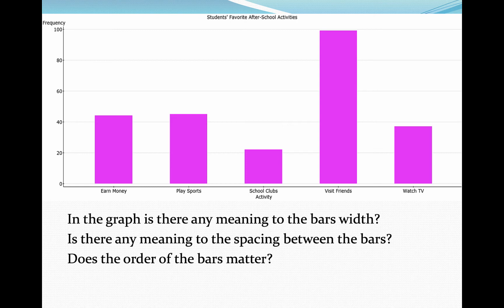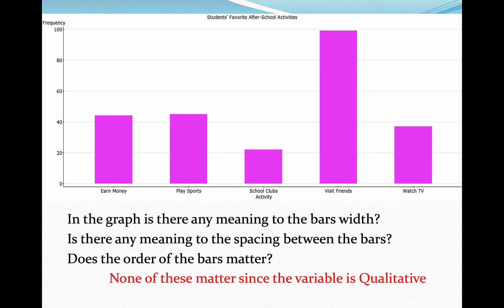And does the order matter? Well, of course the order doesn't matter. These are just categories. There is no real ordering. You can see the software put these categories in alphabetical order, but it really doesn't matter what order the bars are. If this is a quantitative variable, then order absolutely matters, because as we know, if you have a quantitative variable and this is a real number line, then of course those bars are going to be in numerical order.